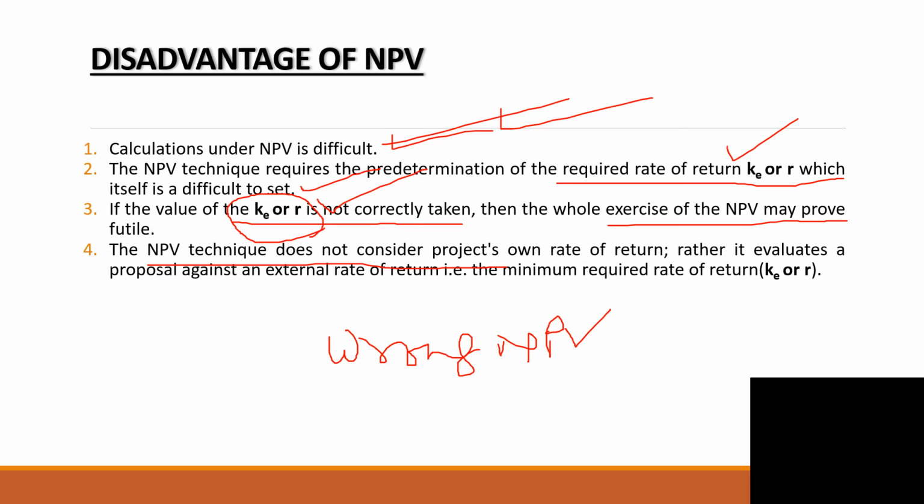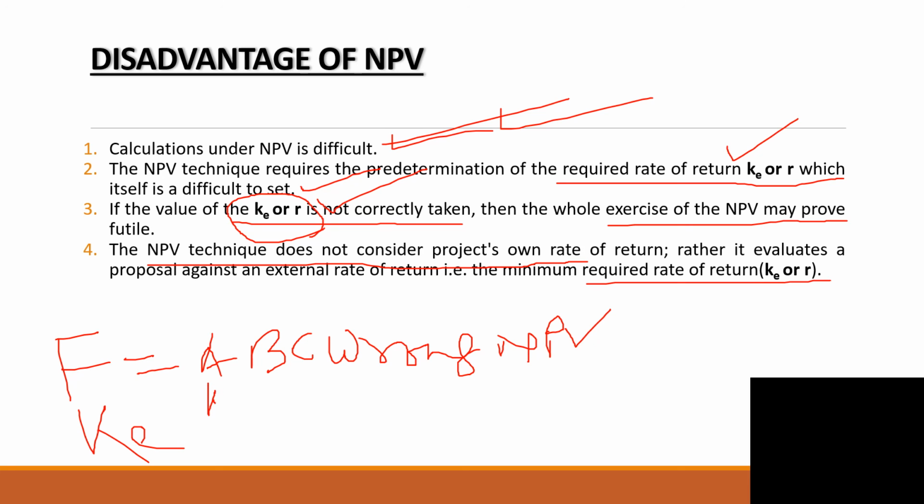Also, NPV doesn't consider the project's own rate of return. Rather, it considers the rate of return of the entire firm. The firm might have a few projects, A, B, C. NPV considers the KE of the firm, not the cost of equity of project A or project B. So considering a single KE for all the projects might not be good in the long run. So those are the disadvantages. We have seen how NPV is calculated and how decisions are taken.